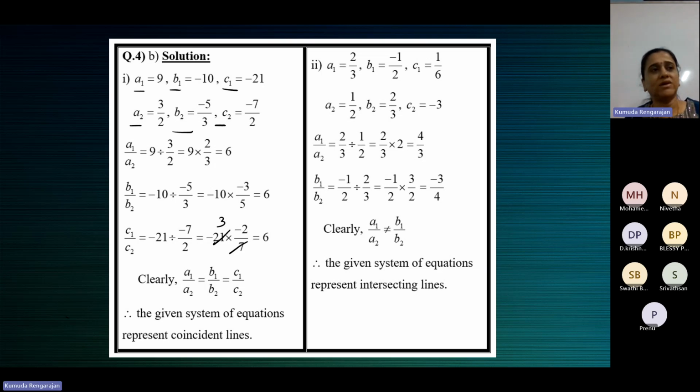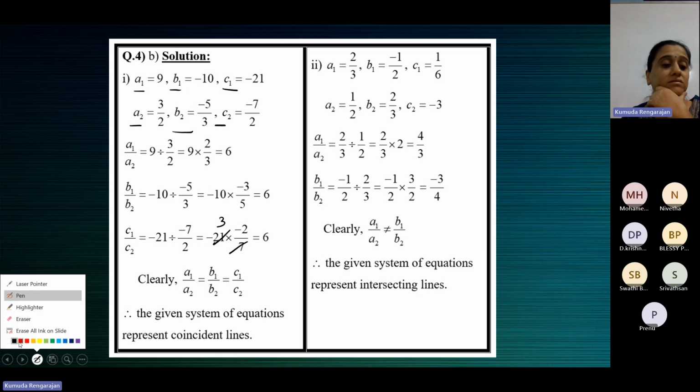Because A1 by A2 is not equal to B1 by B2. That's it. We got the answer. The equations represent intersecting lines. There's no need to find C1 by C2 because A1 by A2 is not equal to B1 by B2. If A1 by A2 is equal to B1 by B2, then you need to go ahead and find C1 by C2 because you need to check if it is equal or not equal. Your A1 by A2 is not equal to B1 by B2. So that means the situation represents intersecting lines.